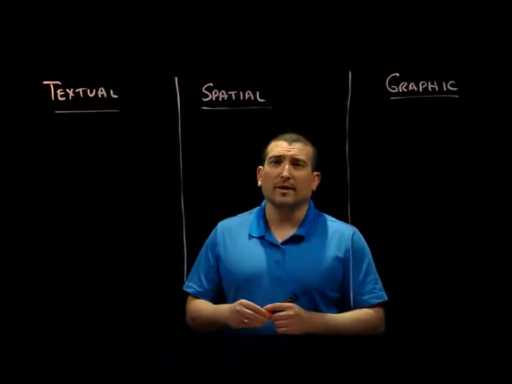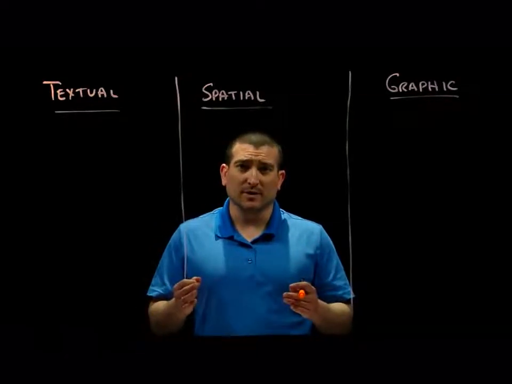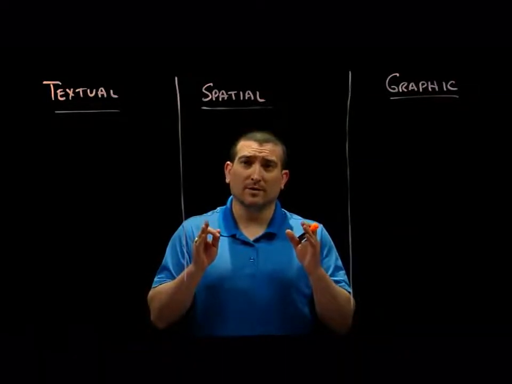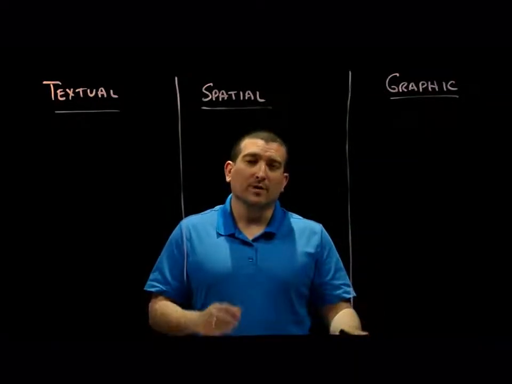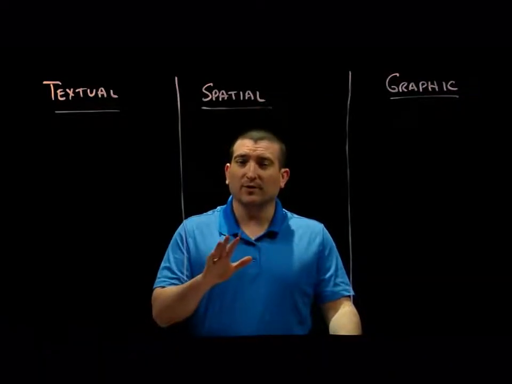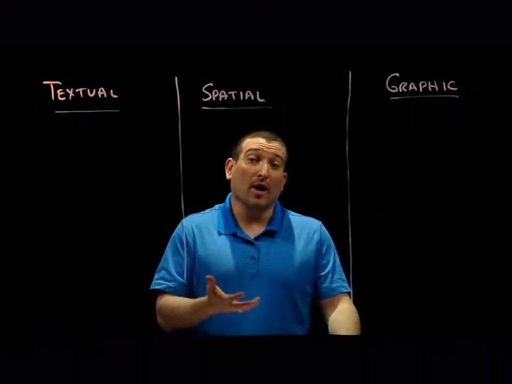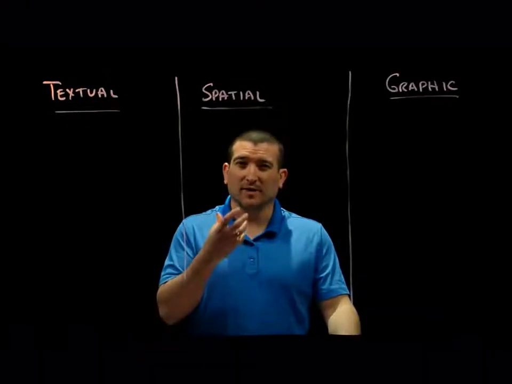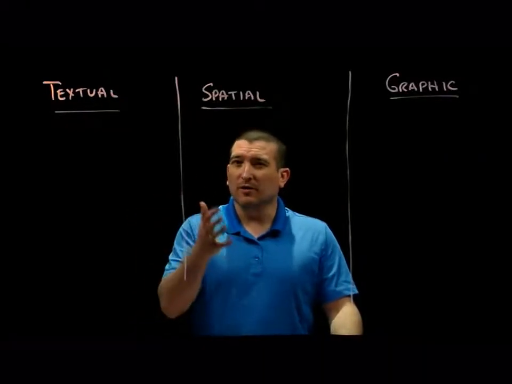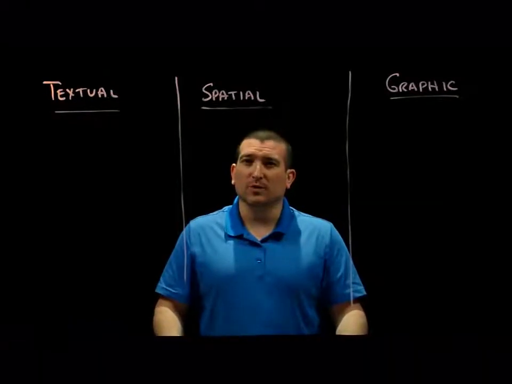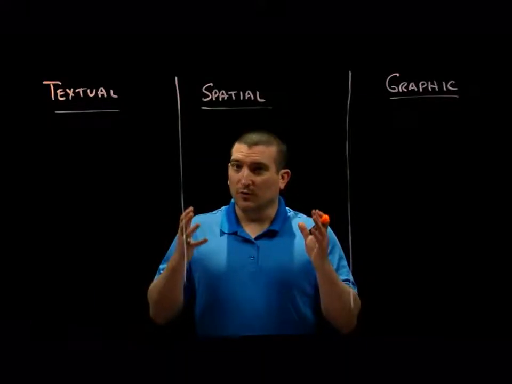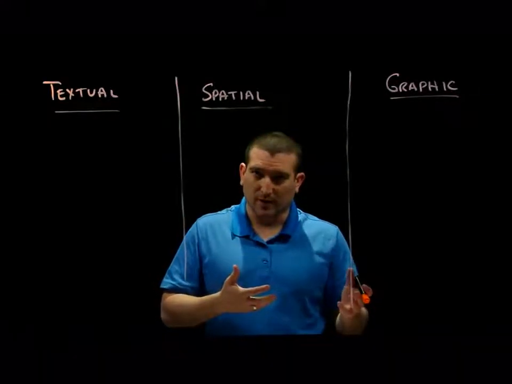We're going to start today by talking about three elements of visual design: textual, spatial, and graphic. The reason why I want to start here is because throughout this term you're going to be designing a variety of professional documents, and you're going to have to take into consideration how each of these elements of visual design impacts your writing and the message that you're trying to convey to your audience, right?